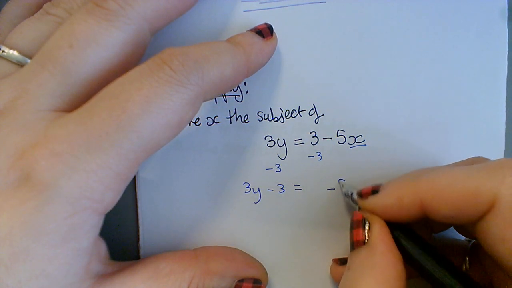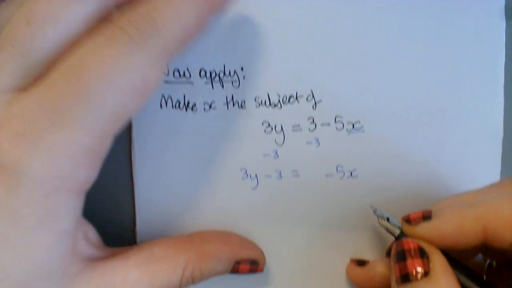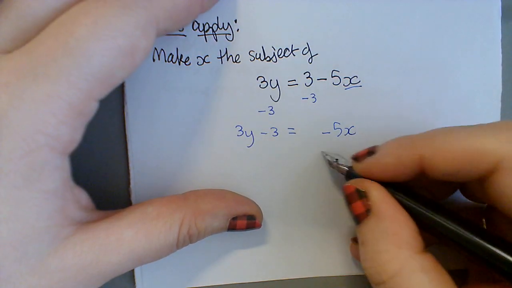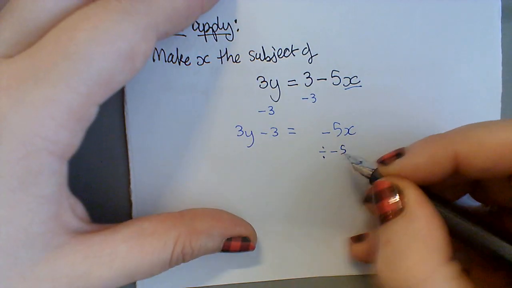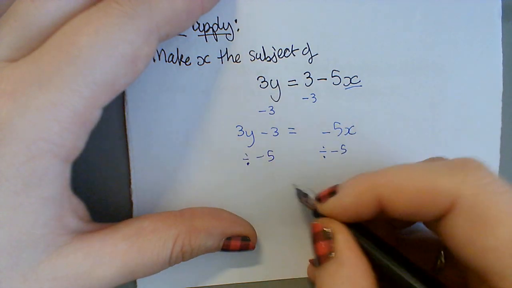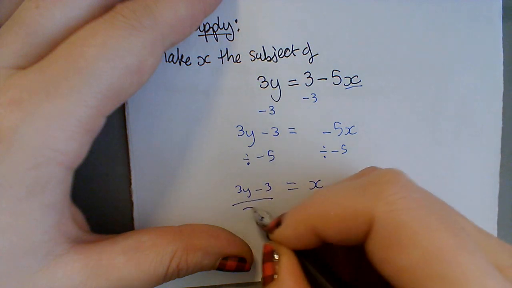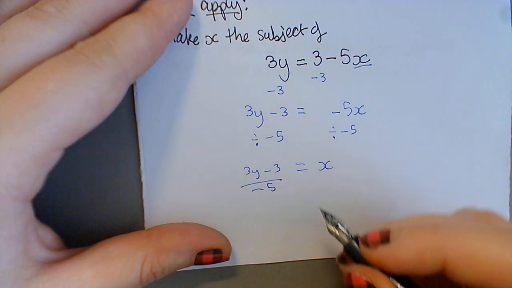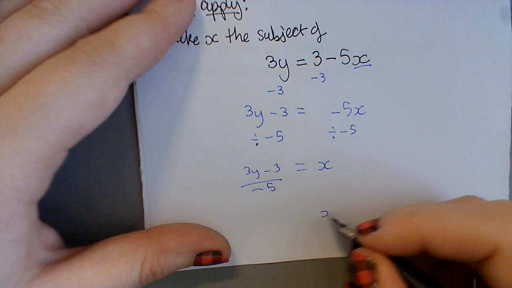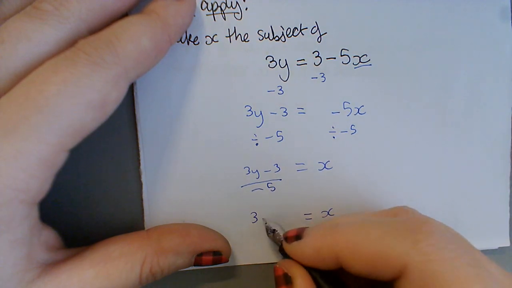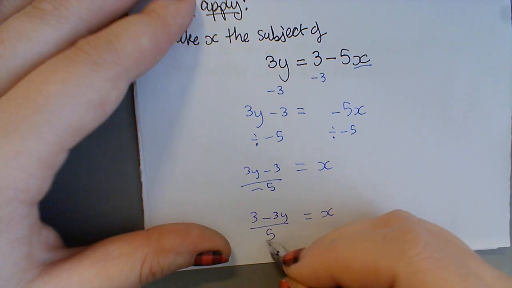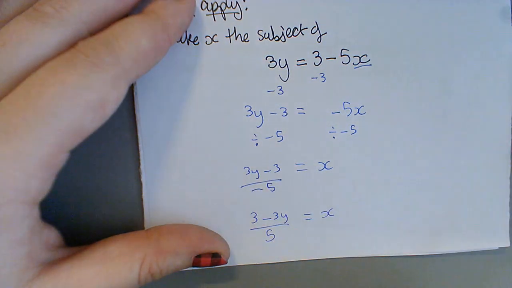And that will leave the minus 5x here. I just want x, so I need to divide through by negative 5, which will give me x equals 3y minus 3 over negative 5. If you're feeling really fancy, you can multiply through by negative 1 and get 3 minus 3y over positive 5, but leaving it like that, you'll still get the marks.